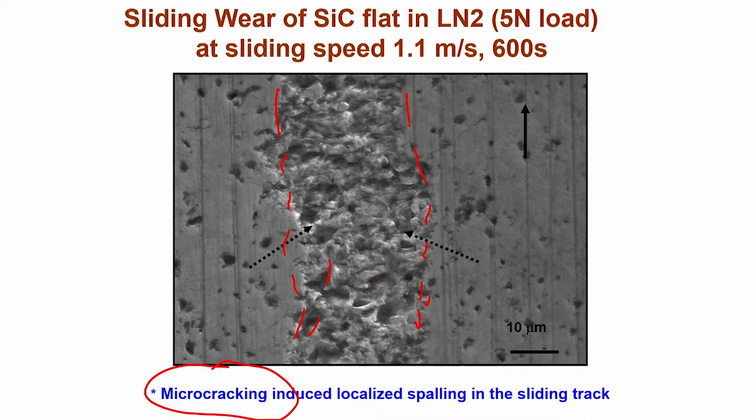Unlike alumina or zirconia, in silicon carbide we have fixed the normal load of 5 Newton, but ideally, using the same tribometer, one can do the experiments with variation in the normal load. But here we are more interested to understand, if you vary the sliding speed over a similar window, what would be its influence on the wear resistance and wear mechanisms of self-mated silicon carbide, rather than the load dependent wear behavior of self-mated silicon carbide.